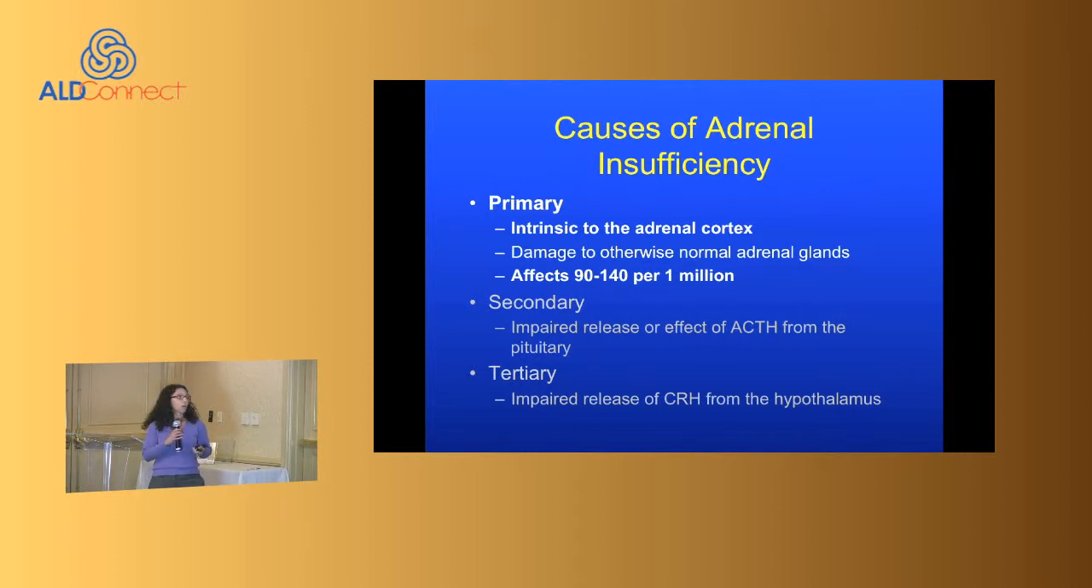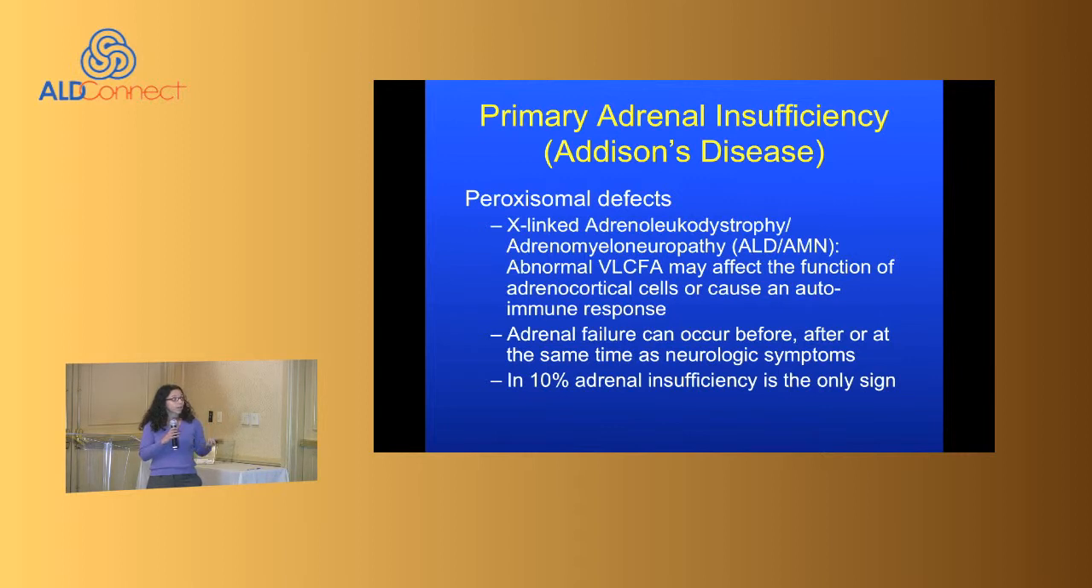Basically, the main cause we're talking about is a primary cause, something intrinsic to the adrenal cortex that's damaging it. But when we're evaluating someone for adrenal insufficiency, we're also ruling out secondary and tertiary causes, meaning is there something going on with the hypothalamus or the pituitary gland. What we're talking about is the adrenal leukodystrophies, and why is that causing adrenal insufficiency? It's been postulated that it's affecting the actual function of the cells, or there can be an autoimmune response going on. We know that adrenal failure can occur pretty much at any time. It can occur before, after, or at the same time as neurologic symptoms. And in 10% of cases, the adrenal insufficiency is really the only thing that's seen.